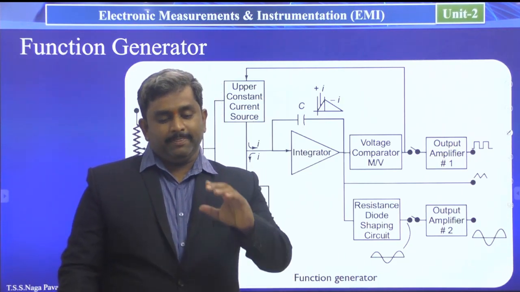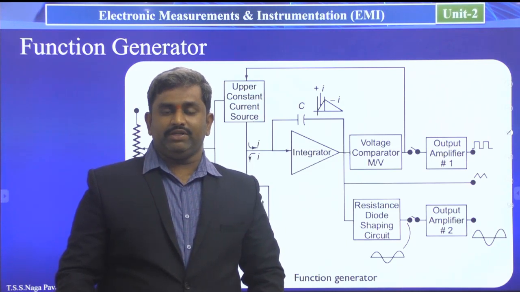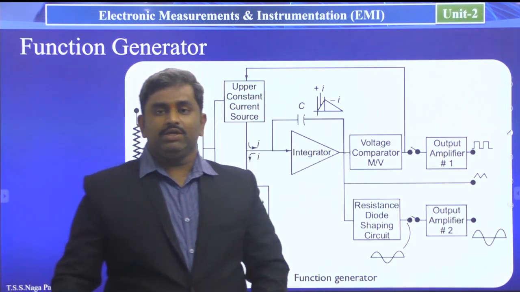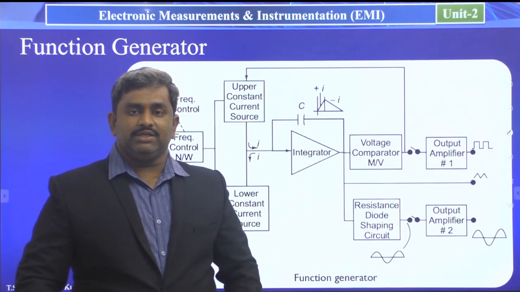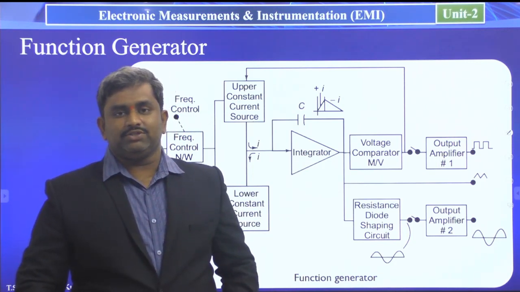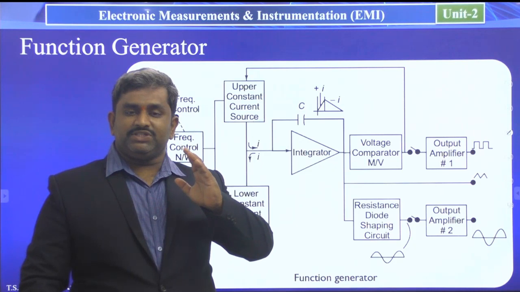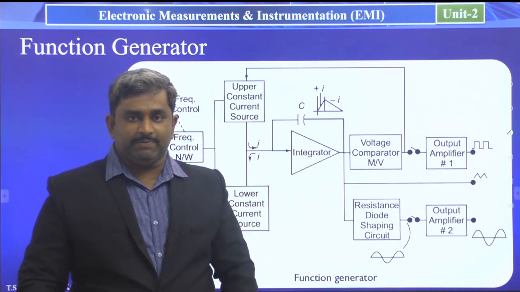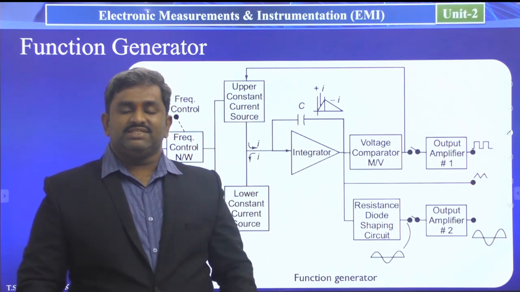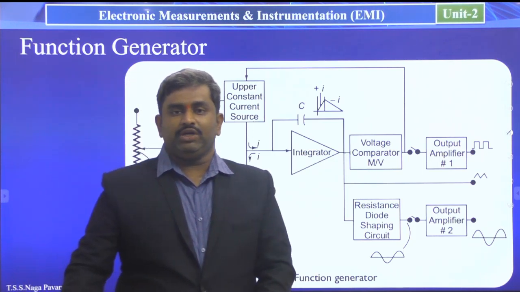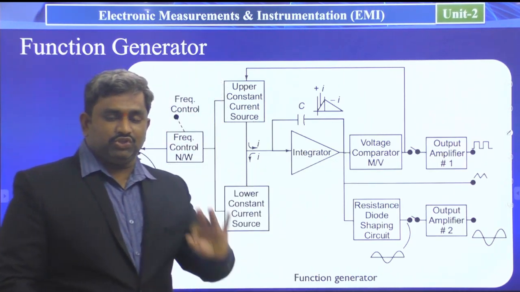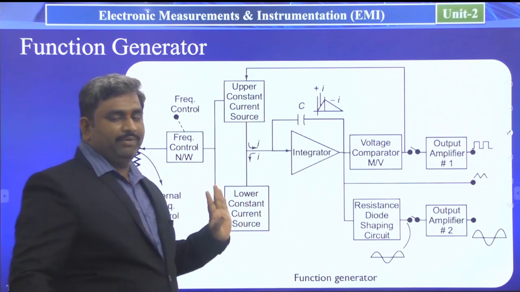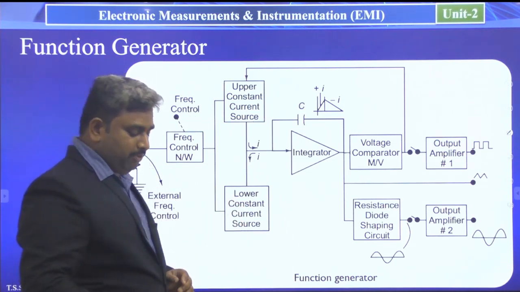So coming to signal generators, presently we are discussing the concept of signal generators. The function generator is one of the devices under the signal generators concept. Generally from the signal generator we will get three different types of functions: sinusoidal function, square function and triangular function. So we get three types of outputs from this function generator block diagram.